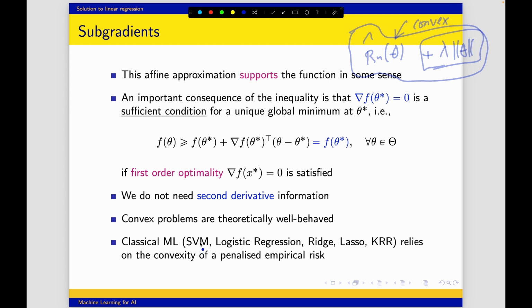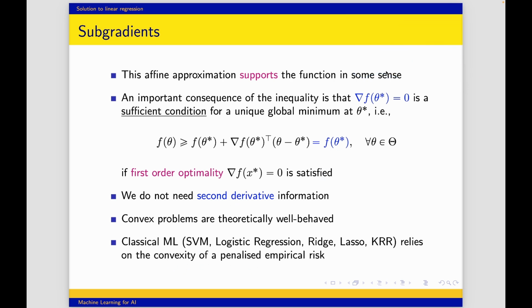So support vector machines, which we will look at in great detail and develop from a dual optimization point of view, looking at KKT conditions, logistic regression, which we're also going to look at, ridge regression, which we've also seen, lasso, and kernel ridge regression, which we're also going to look at in non-parametric methods, as well as support vector regression, the regression version of support vector machines. And these all, as I say, rely on the convexity of this penalized empirical risk.